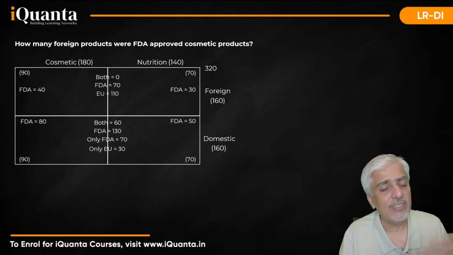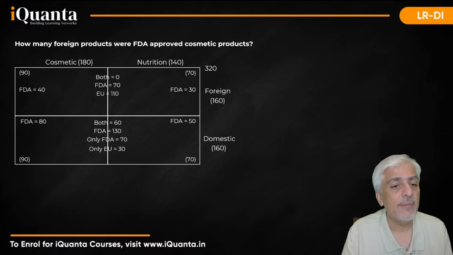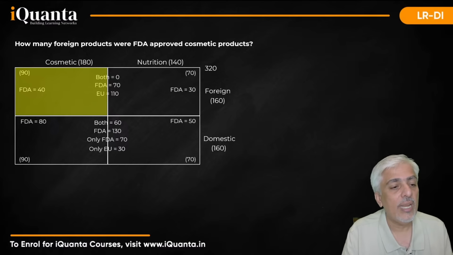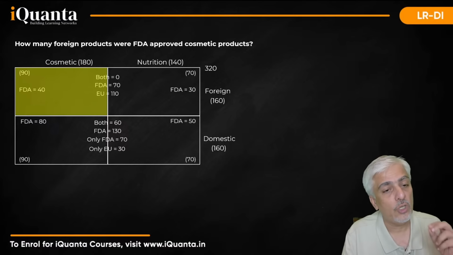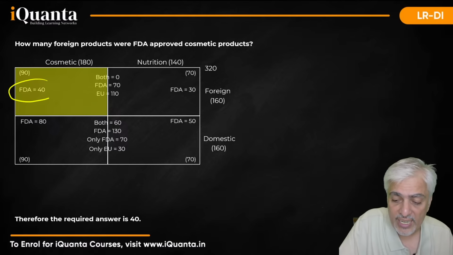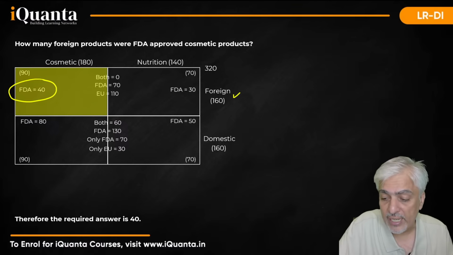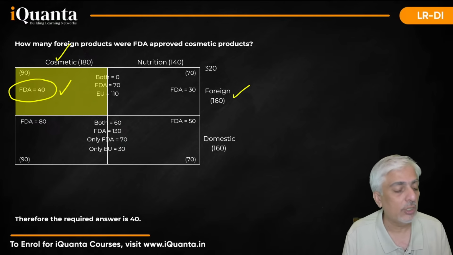I have done something like this a lot of times. In fact, this video of mine has been on YouTube for nearly a couple of years. How many foreign products were FDA approved cosmetic products? So FDA approved cosmetic. What is the answer we're looking for? 40. These were FDA approved foreign products in cosmetic. So see, you're looking at foreign, you're looking at cosmetic, and you're looking at FDA approved. 40.